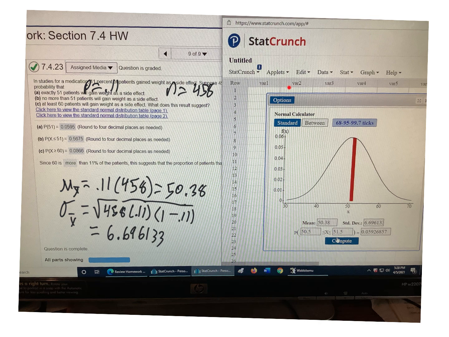I'm using StatCrunch here, so go into Stat, Calculators. I chose the normal calculator. I'm using the between option because we're doing X equals 51. You have to do the correction for continuity for 51. You go a half on either side of it: 50.5 and 51.5.